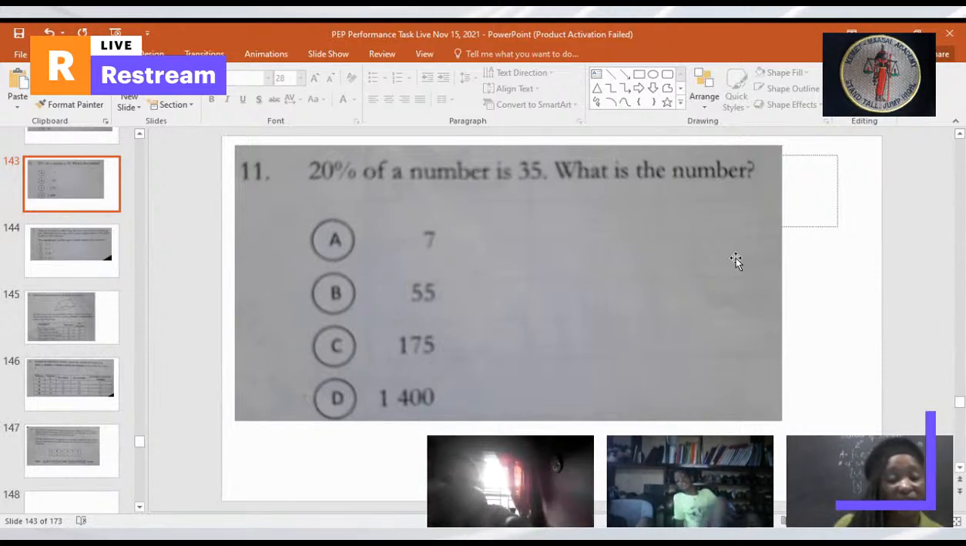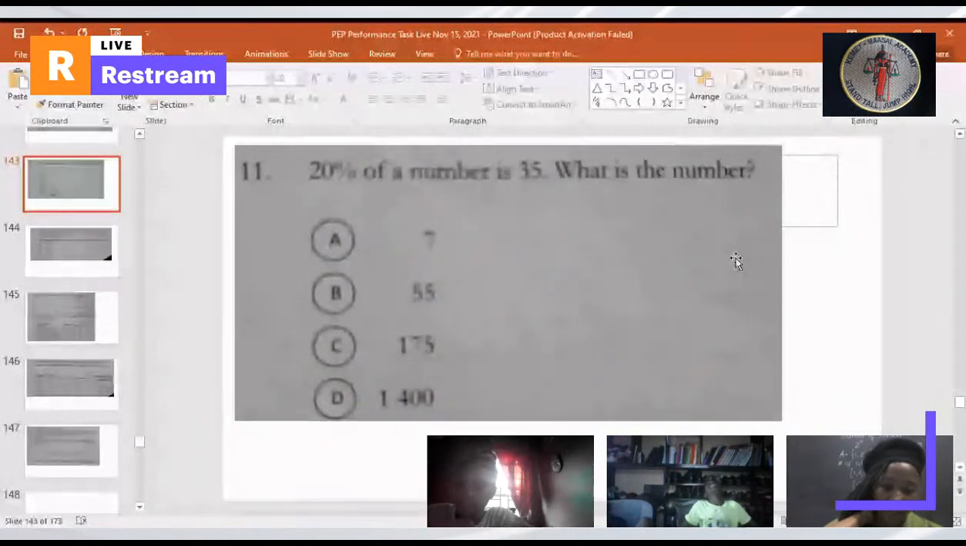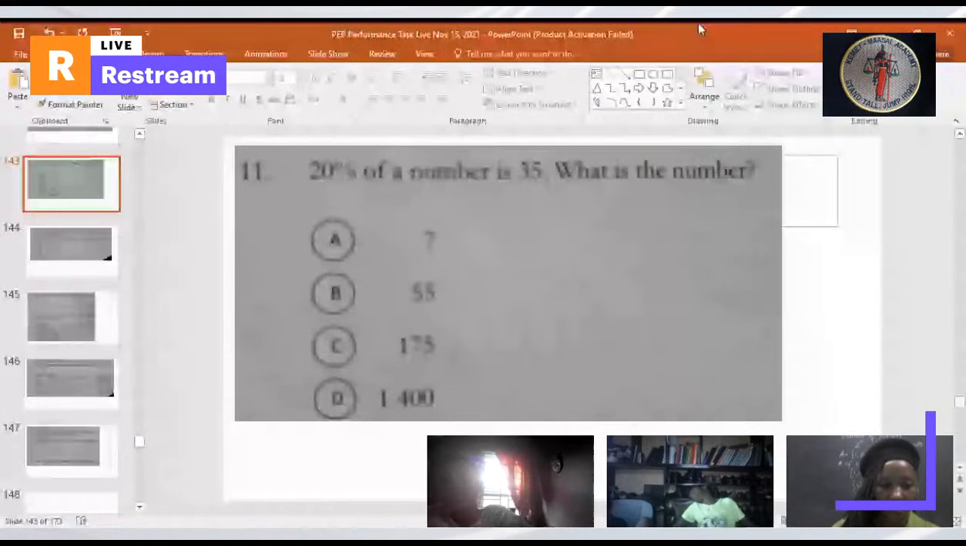If we have no other choice, Miss, it's A. Pardon me? Miss, it's A. No, it's not A. It's 175. Because 20% is 1/5. So we're saying 1/5 of which number would give 35. So we multiply 35 by 5 and we get 175. That is the answer. Okay.